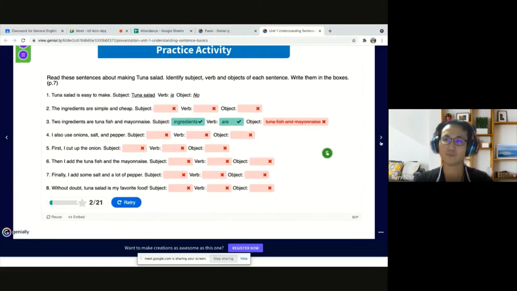Ok, that's okay. So, you can, this is how we identify subject, verb, objects.